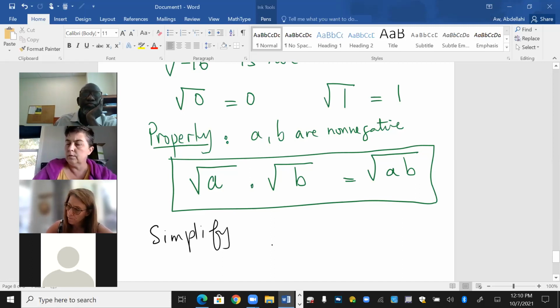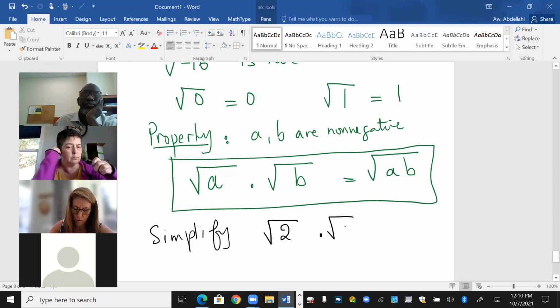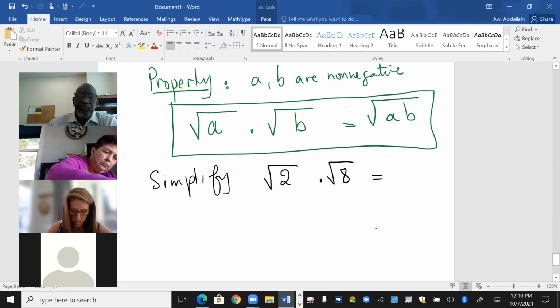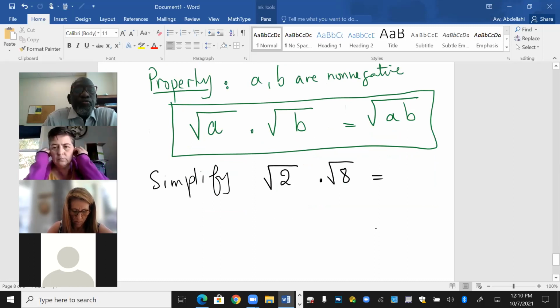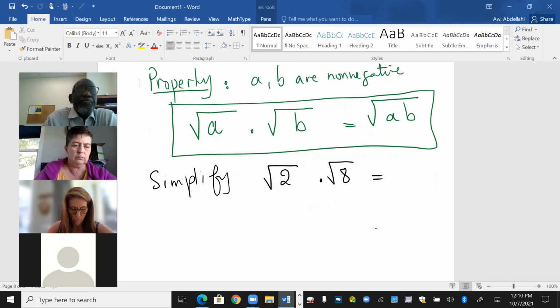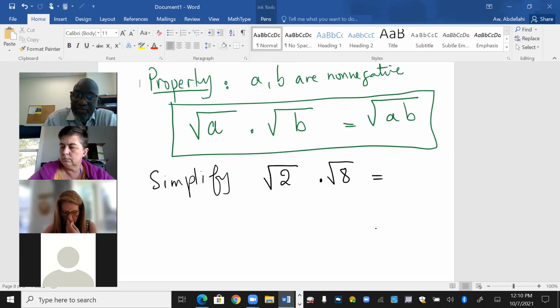Square root of... okay, for instance, do I know each one of them exactly? Are these two square roots exact numbers? They are not, right? Square root of 2 is not an exact number. Square root of 8 is not an exact number, right?